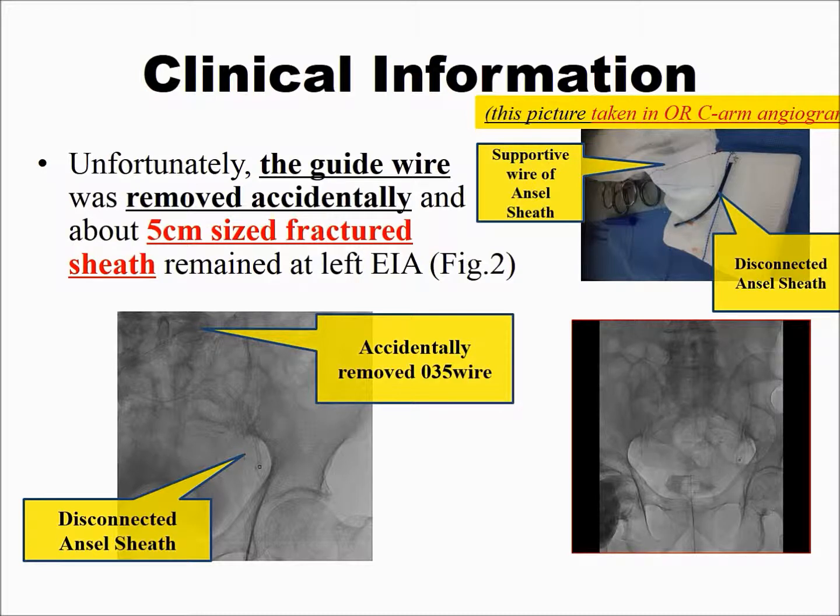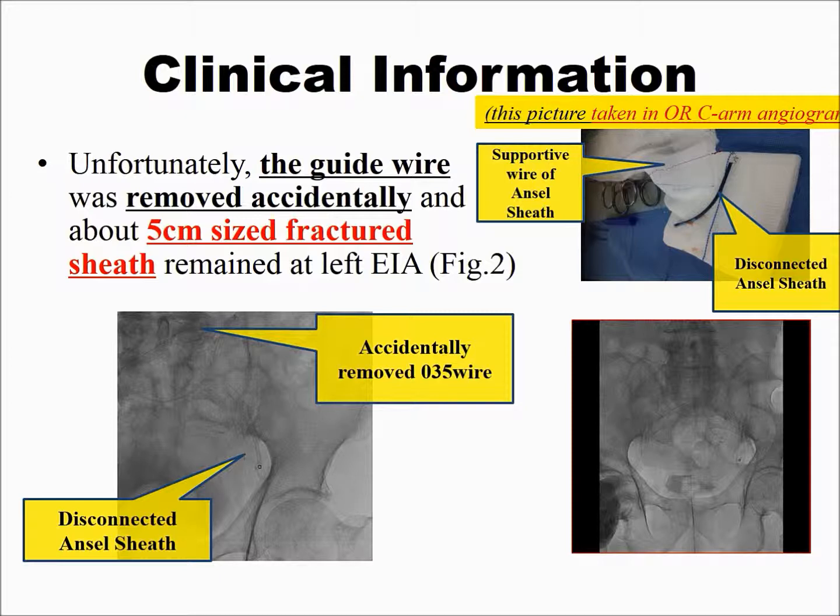He said to me it was so difficult to advance the Ansel sheath to the left CFA, and then the Ansel sheath was fractured. I tried to retrieve the Ansel sheath, however it was very difficult too. Unfortunately, the 035 guide wire in the Ansel sheath was removed accidentally, and about 5 cm of fractured sheath with supportive wire remained in the left EIA. The problem is that the supportive wire of the Ansel sheath was very sharp.